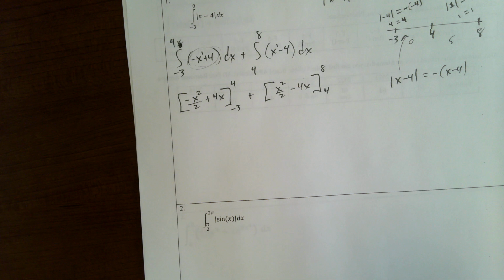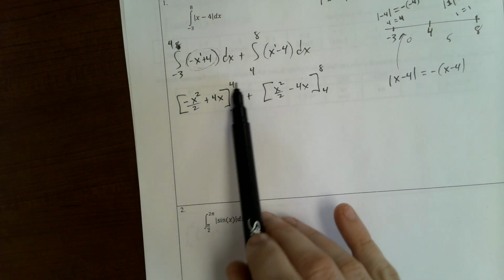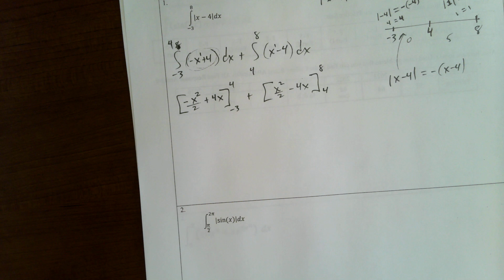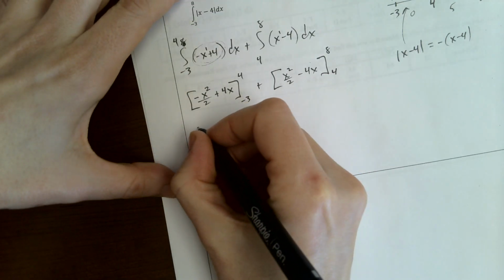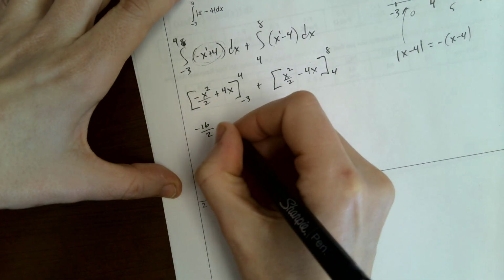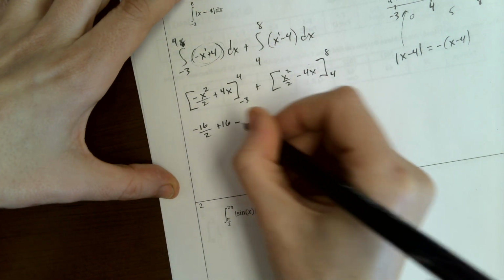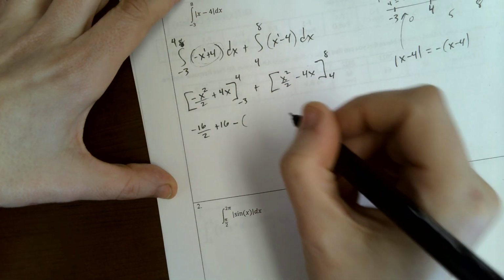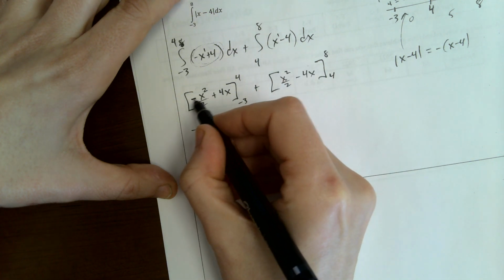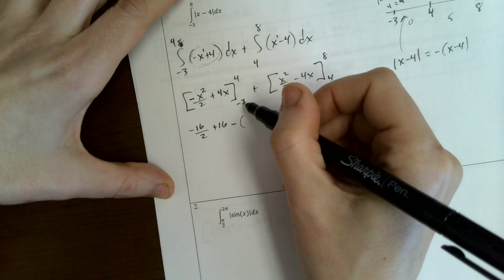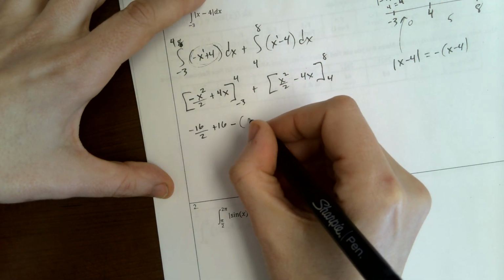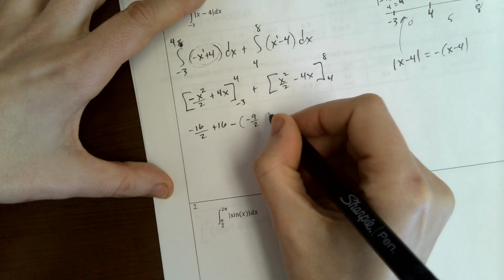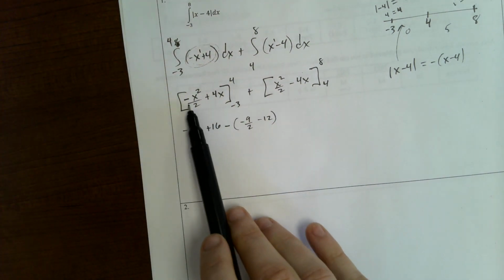Alrighty. And then you're going to plug in the top. That's going to give you the final value, minus, you'll plug in the bottom. That will give you the initial value. So it's final value minus initial value. So I plug in the 4, and I'm getting negative 16 over 2 plus 16, minus, I'm plugging in the negative 3 now. And guys, this negative is outside of the parentheses. So I square negative 3, which gives me positive 9, but that negative is outside. So that's negative 9 halves minus 12. Okay, so that's for this part.